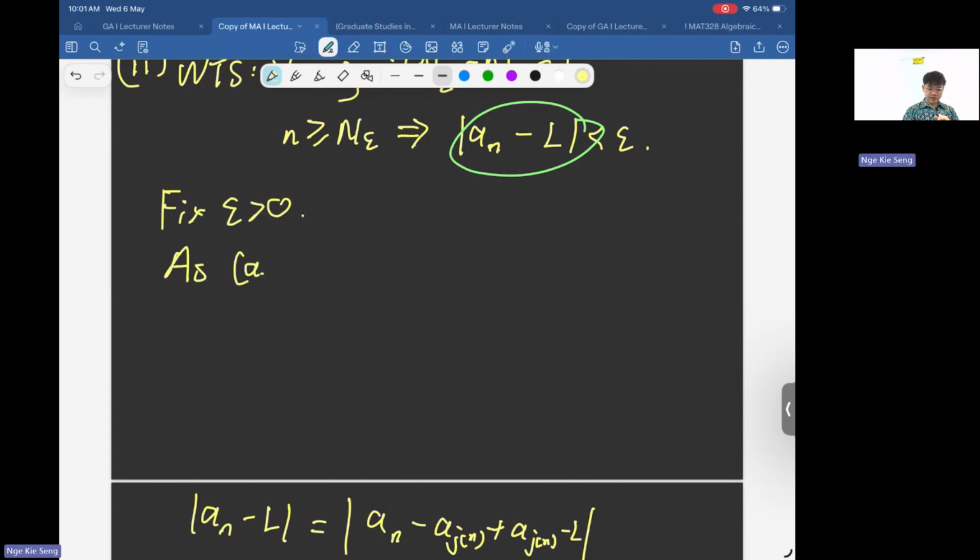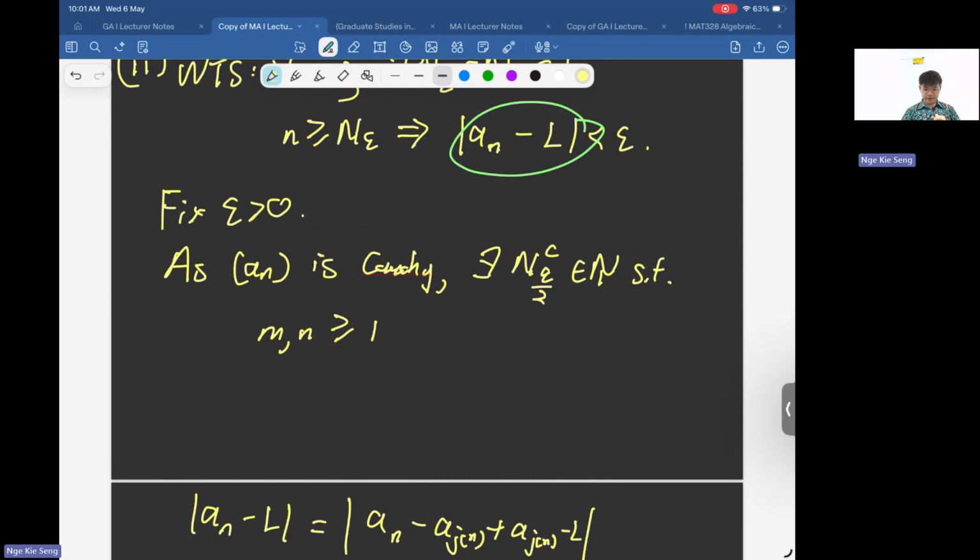Since your sequence is Cauchy, that means what? You can find an N of this Cauchiness, N_C, depending on epsilon over 2, such that for all m, n greater or equal to this N_C, you can make sure that the distance between a_n and a_m is less than epsilon over 2.